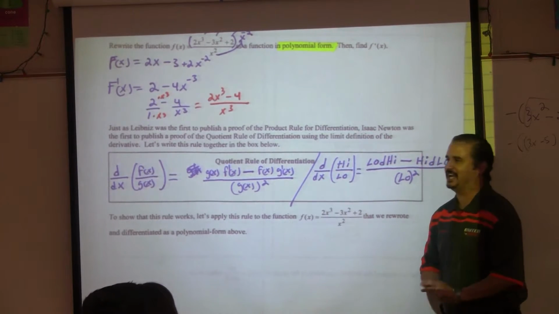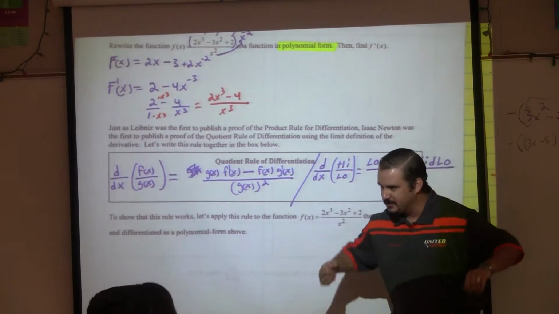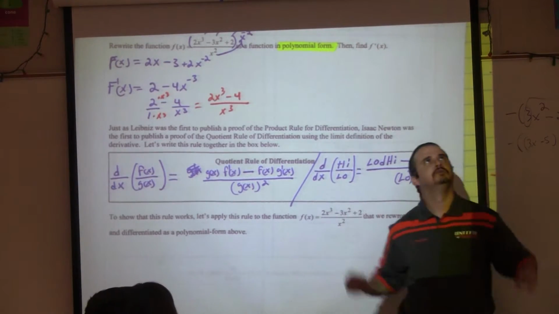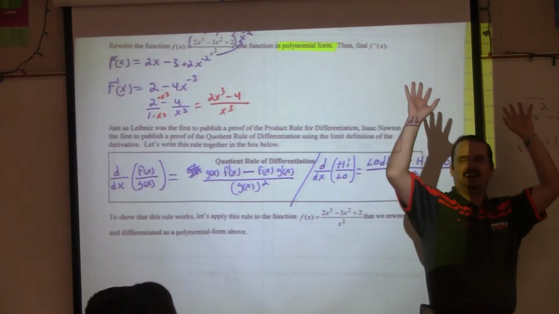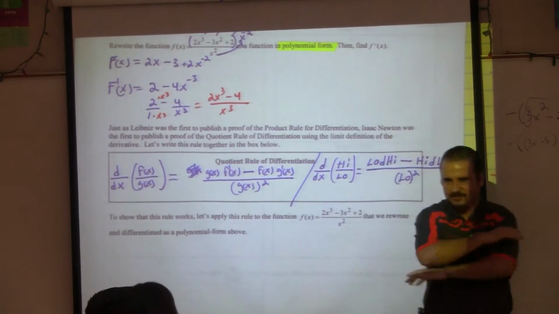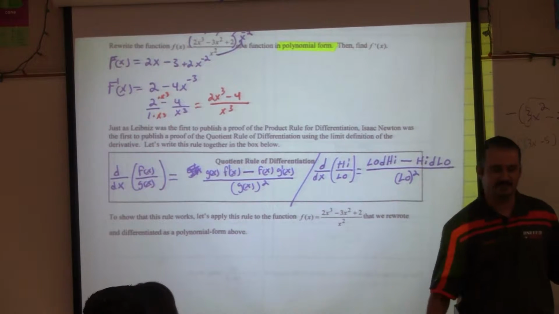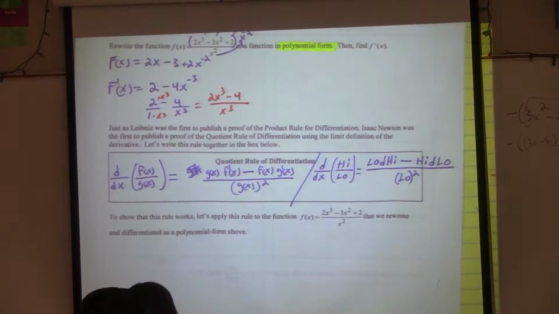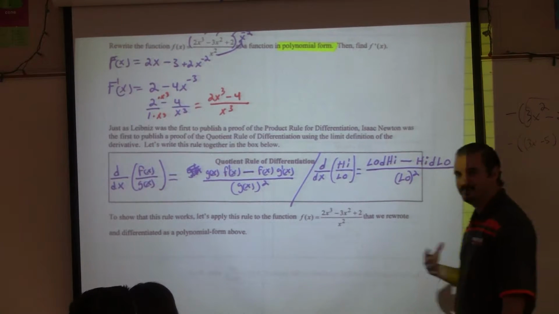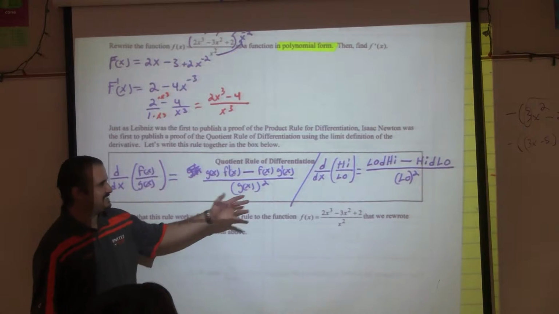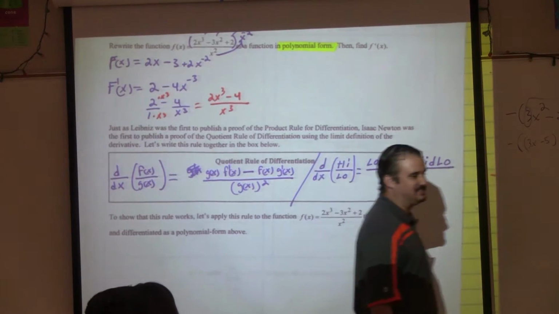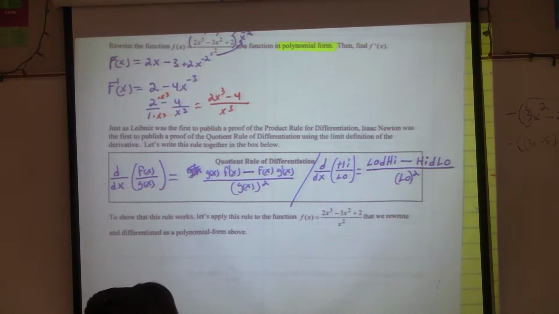Okay, let's try it again. Ready? Low D high minus high D low over low squared. Good job. Okay, you got it? We're gonna practice it, and hopefully by the end of today you'll have it memorized. This shouldn't be an issue.